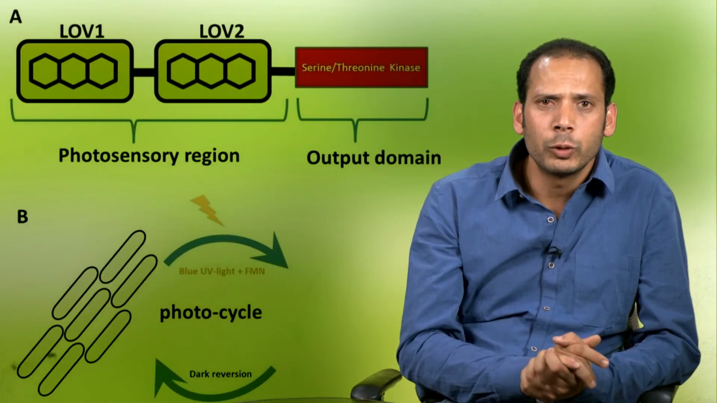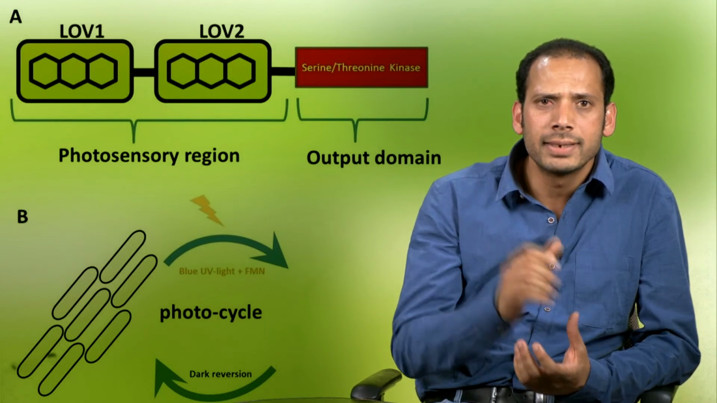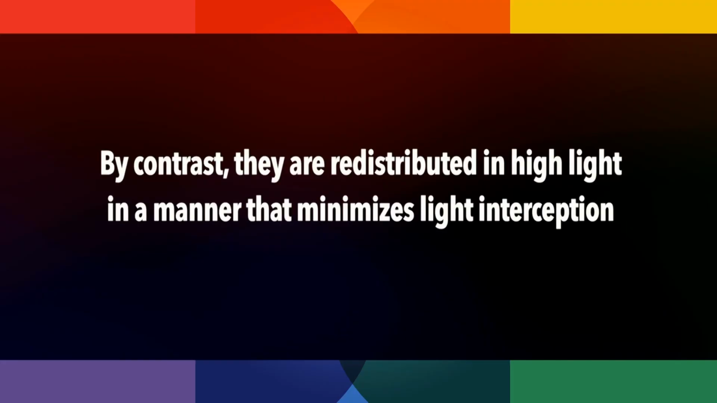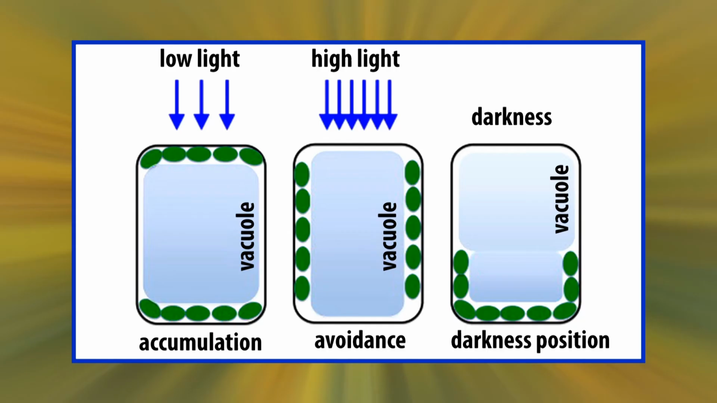Phototropin controlled chloroplast movement. Chloroplasts are distributed in low light in a manner that presumably maximizes light capture for photosynthesis. By contrast, they are redistributed in high light in a manner that minimizes light interception, presumably to reduce photodamage, called the avoidance response. As with phototropism, phototropin 1 and phototropin 2 exhibit partially overlapping functions for light-induced chloroplast migration.